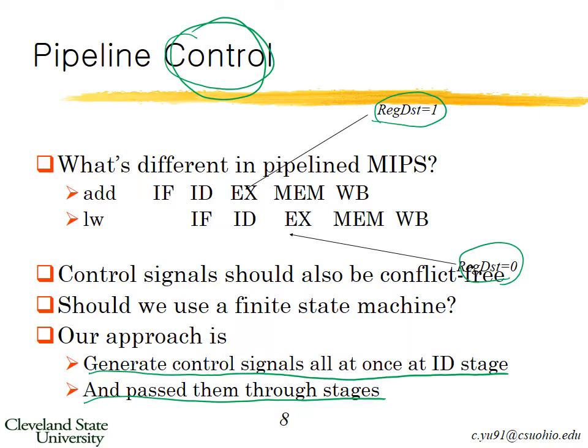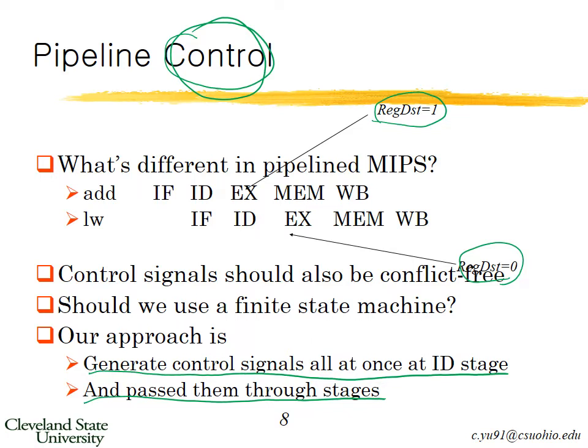So that covers the pipeline data path, and now we are talking about pipeline control, such as the register destination control signal, ALUSrc, and MemToReg control signal, and so on. So for example, an addition instruction and a load word instruction are executed at the same time in the pipeline architecture. Regarding the addition instruction, RegDst must be 1. On the other hand, for the load word instruction, RegDst must be 0. So, there is a confusion.